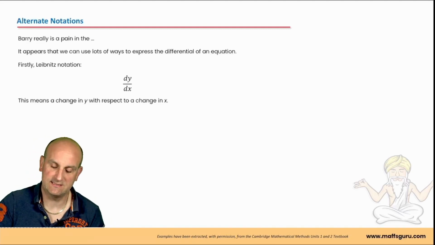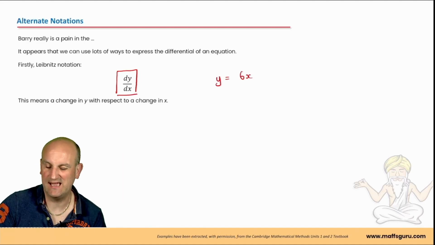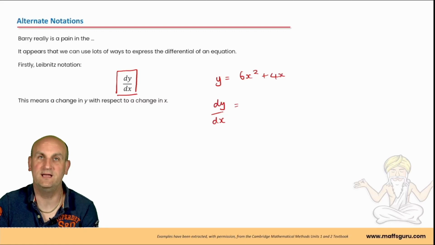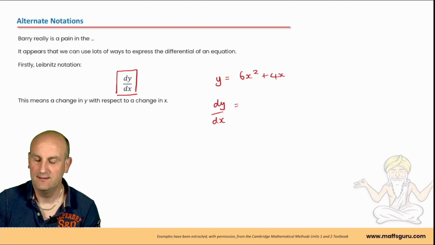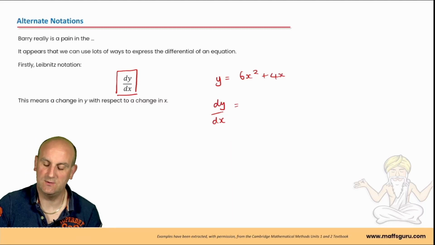So firstly, Leibnitz notation is given by dy by dx. So if I had, say, y is equal to 6x squared plus 4x, then we can say the differential is dy by dx. What that means is we are differentiating y with respect to x, and that means we're just differentiating the x sections. Later on, if you do specialist maths, you can differentiate y's and x's with implicit differentiation, but we won't worry about that for a moment. So in that situation, we would write 12x plus 4.